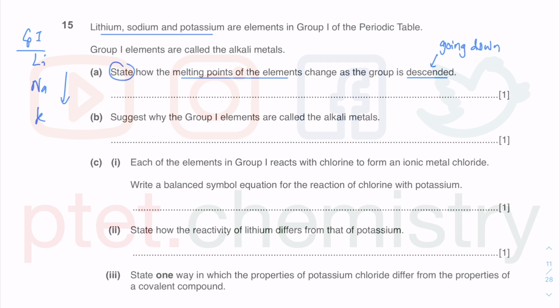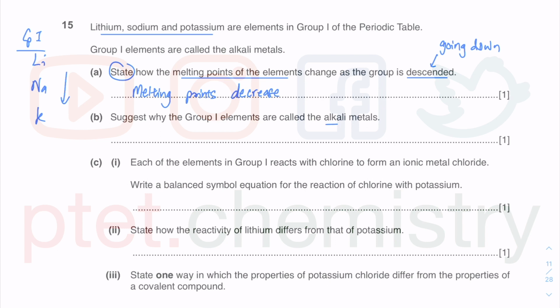Well, it's just stating, so it's not explaining. So we can say that melting point down the group decreases. So it's a trend that you must know, as stated in the syllabus. They get the melting point become lower and lower.